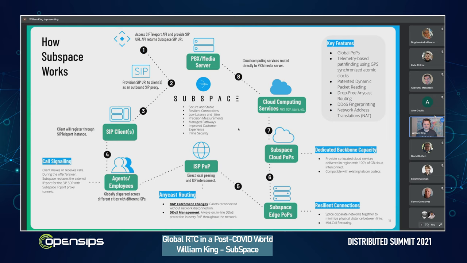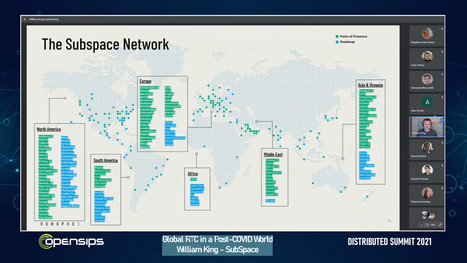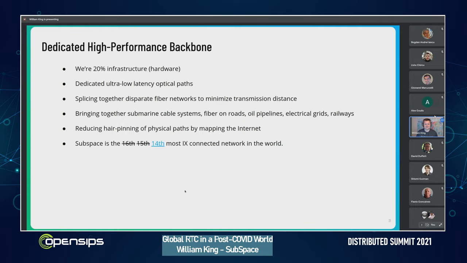I said we're deploying a lot of places. This is the current status. And some of these, we've actually got multiple deployments in the same city. But when we started working on the slides for this, Subspace was the 16th most IX interconnected network in the world. And as of last night, we're now the 14th. And so we're moving really quick on this. 14th in about a 2 week span.